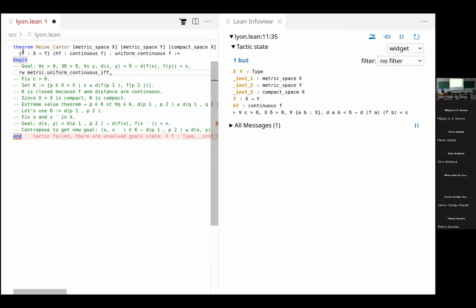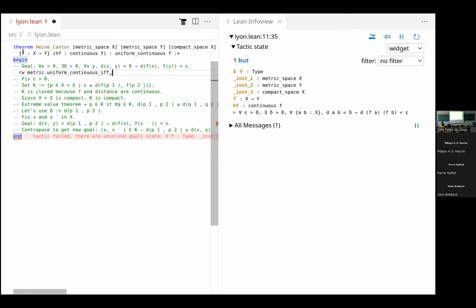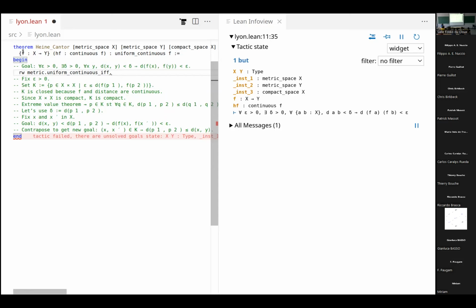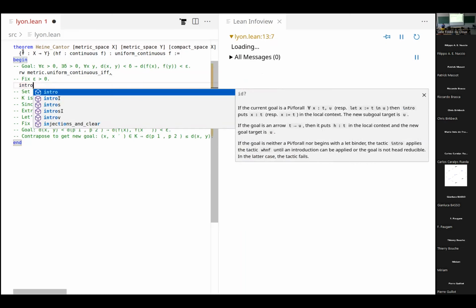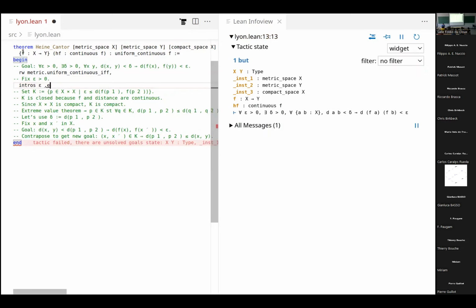So you see all the things we have as assumptions. So X is equipped with a metric space structure, and Y is also a metric space. I've got my function, my assumption, and after this funny symbol, which is like sideways T, is the current goal. So this is the goal that I expected. And now I need to fix some positive epsilon. So there is a command doing that, says introduce some epsilon and an assumption saying that epsilon is positive. And the computer is happy to do that for me.